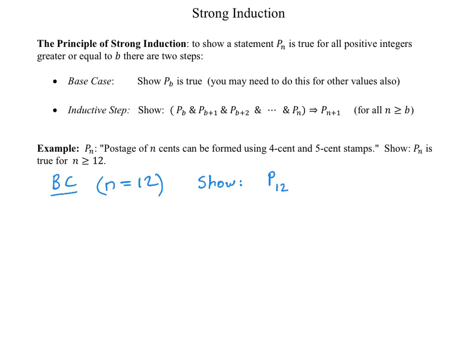So for 12, as we were saying, we can take 3 times 4, so 3 4-cent stamps, and let's write 0 5-cent stamps. That will give us a grand total of 12. So the base case might not be done at this point, but it certainly has this one case where we absolutely need to write that one down.